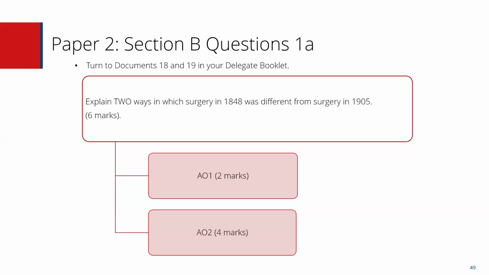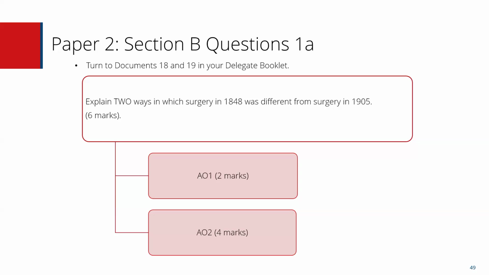So again, are there two? That's really the first thing an examiner would look at, because no matter what, the students have to answer the question, and it's asking them to explain two ways it was different. If they only deal with one, they're going to be stuck at that 3 marks.